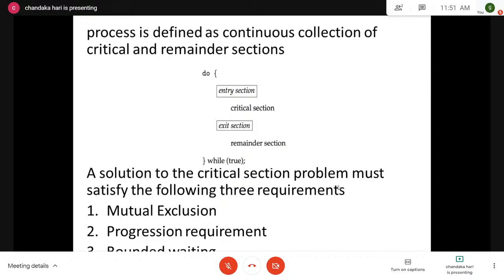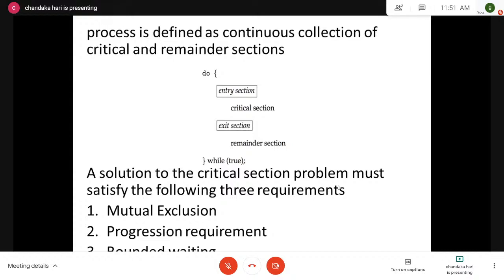That is, if a process Pi is executing in its critical section, then no other process can be executing in the critical section. The maximum number of processes that can be allowed to execute in their critical sections is only one. Coming to the second one, the progress requirement. What is the progress requirement? Whenever the CPU becomes idle, you need to select one job from the ready queue, supply it the CPU, and keep the CPU busy at all times.